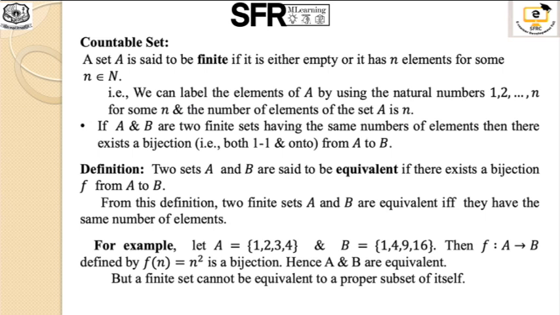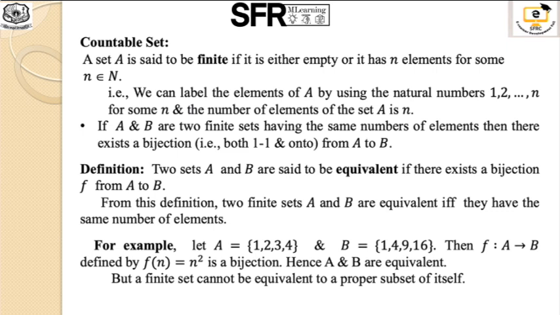Clearly, every element in A has a distinct image in the set B. Therefore, the map is 1-1. If you take any other element y in the set B, then there is an element x belonging to the set A satisfying the property f(x) = y. So, for every y in B, there exists an element x in A such that f(x) = y. Hence, there is a bijection between A and B. Therefore, the two finite sets A and B are equivalent.